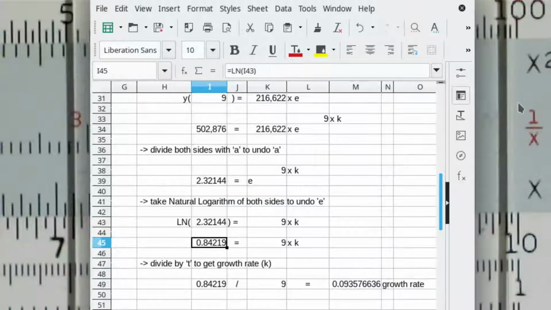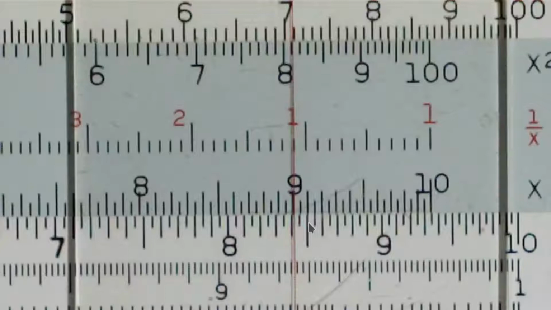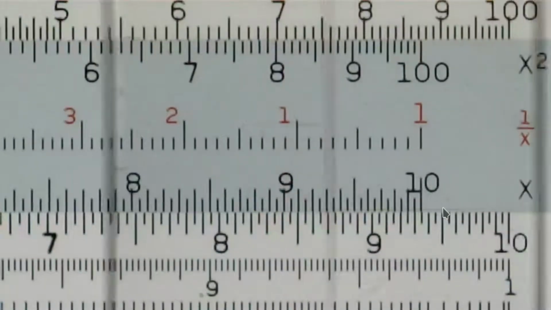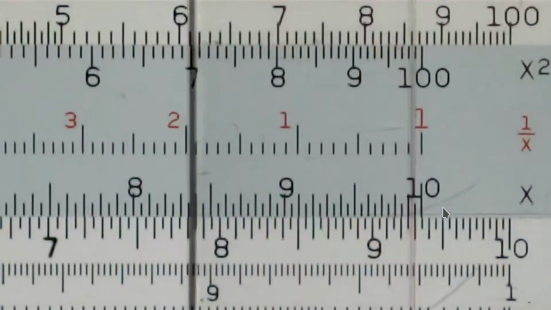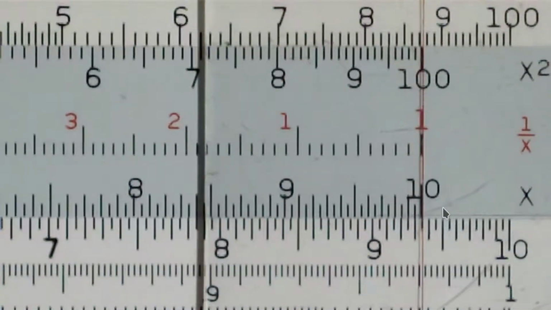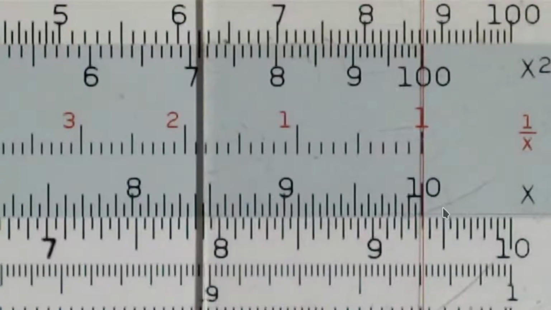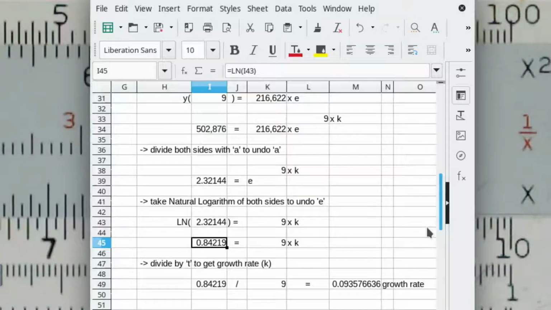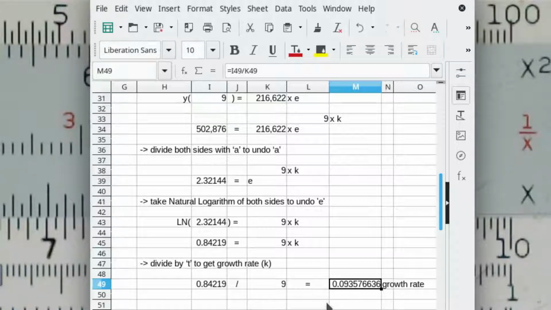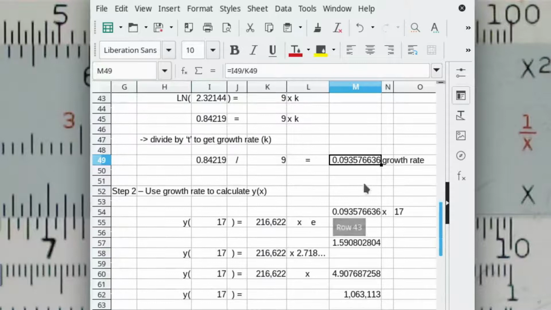So 0.8 divided by 9 is, and where that last mark is on the 10, we read down and we see something like 9.35, somewhere there, 9.35, and we should be getting 9.357. So yeah, all of that is pretty good with a slide rule. You're pretty close to getting accurate numbers.